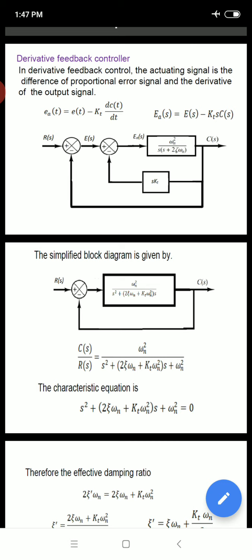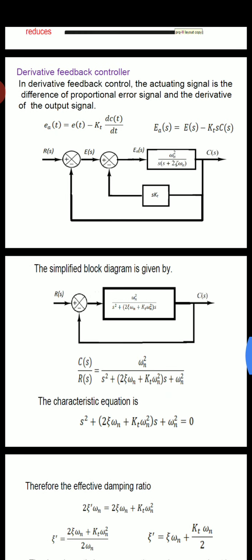That means you can see the summation in which E(s) is incoming and another one is C(s). That means E(s) is the proportional error signal, and the other is the derivative of the output signal. These two signals are coming for Ea(s). Ea(s) is equal to E(s) minus Kt into s into C(s).